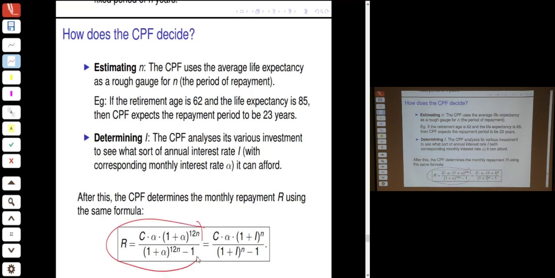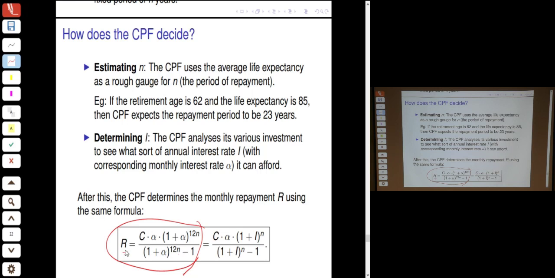In the previous example, if you use the formula from that example, C was the amount of money originally taken as loan, alpha was the monthly interest rate, N was the number of years, and R was the monthly payment, the rate of monthly payment, everything, right?